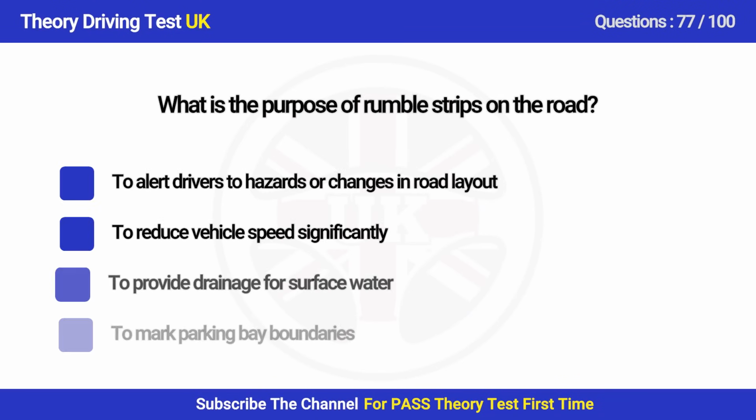Question 77. What is the purpose of rumble strips on the road? A. To alert drivers to hazards or changes in road layout. B. To reduce vehicle speed significantly. C. To provide drainage for surface water. D. To mark parking bays.